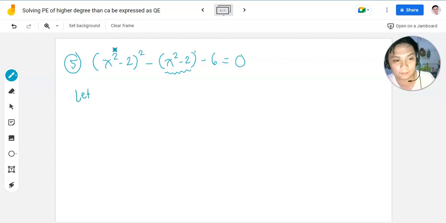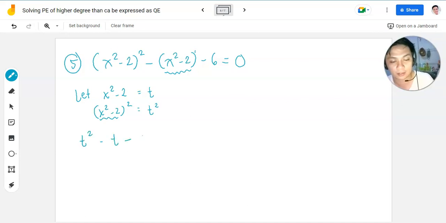So let the binomial x squared minus 2 be equal to t. And then, syempre, yung x squared minus 2 na quantity squared is just going to be t squared. Kasi yung binomial sa loob is just represented as t and then square it. So, t squared lang. Ibig sabihin, we will have t squared minus t minus 6 equals 0 as our derived quadratic equation. Okay, so is this factorable?